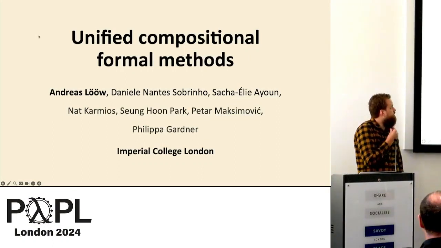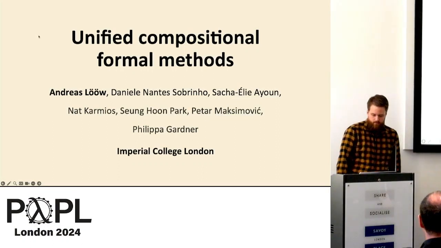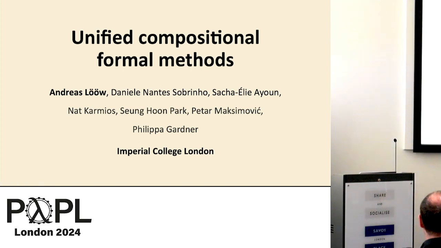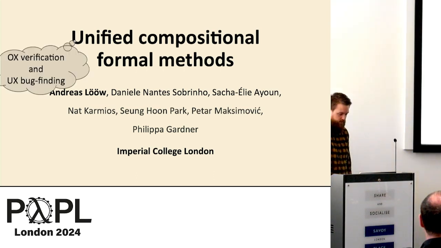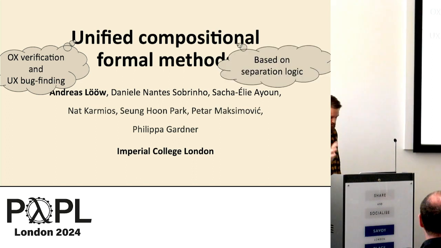Okay, so I'm going to talk about the things that we have been up to in Philippa's group lately, some of the people in Philippa's group. And maybe this could be summarized as unified compositional formal methods, where unified means that we are interested in both over-approximate verification and under-approximate bug finding, and compositional.